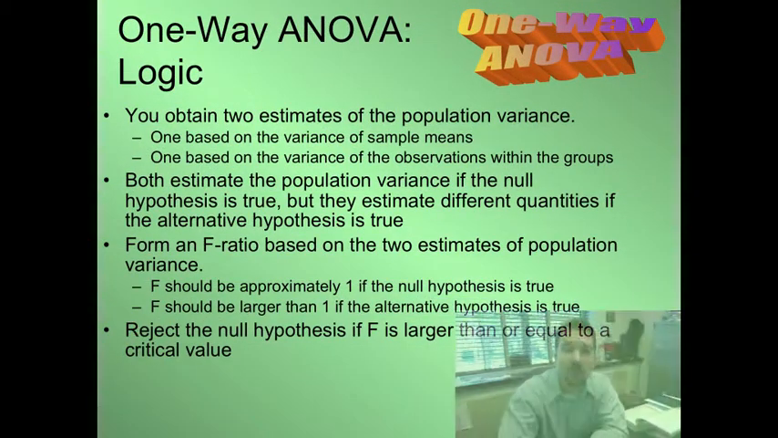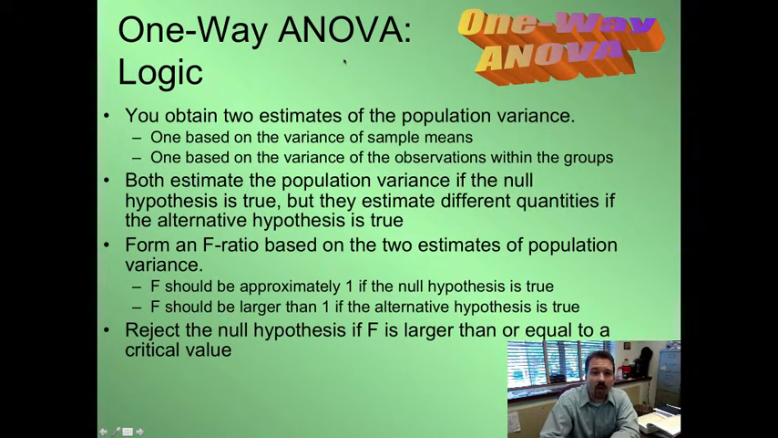The one-way ANOVA. So what you need to do, the logic of the ANOVA here, you obtain two estimates of the population variance, okay? One is based on the variance of your means, the mean of each group that you have. Again, let's say 3 groups, the mean of each group. And another estimate of variance based on the variance of the observations within the groups, okay? So you have the variance estimate for the observations within each group. So between groups versus within groups, that's what it's all about for ANOVA.